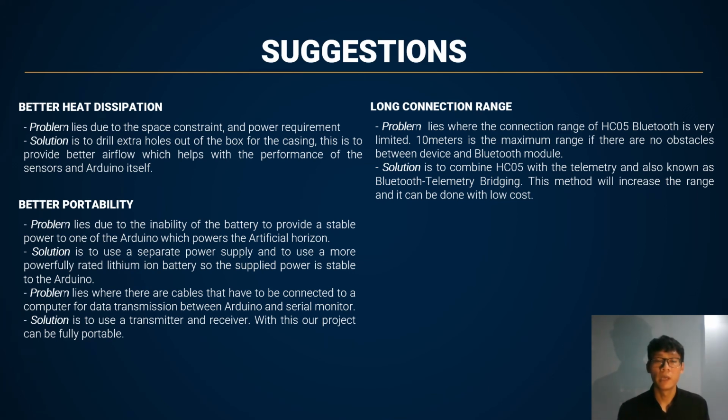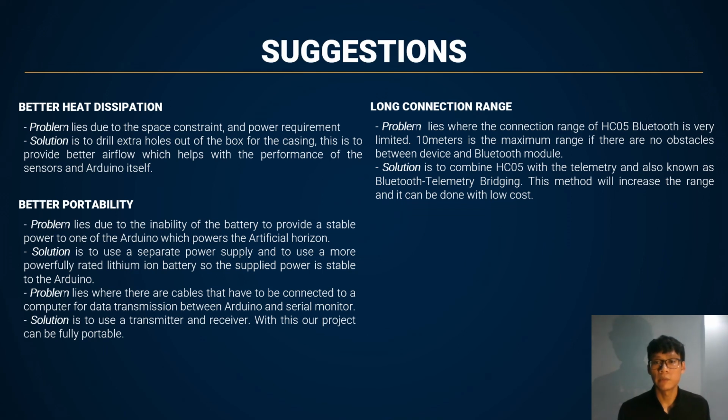thus cooling the system. For better portability, the problem is due to the inability of the battery to provide sufficient power to one of the Arduinos that powers the artificial horizon. To overcome this, it is advisable to use a more powerful rated lithium-ion battery, which can provide more stable power to the Arduino system. Next is the use of a cable that connects the Arduino with the serial monitor. We suggest using a transmitter and a receiver so that the cable can be removed completely.